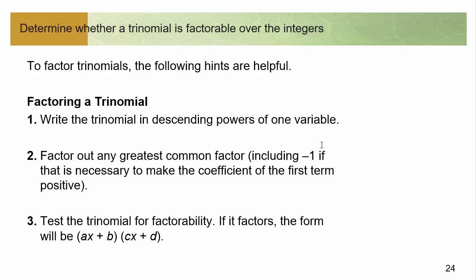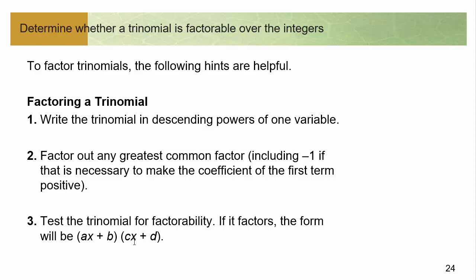Okay, so how do we factor trinomials? Well, write it in descending power order like we always do. Factor out any greatest common factor. Remember, we've talked about this in other videos that you always try and factor out a greatest common factor if possible. And then once that's done, it's just a matter of trial and error. We know it's going to be of the form ax plus b times cx plus d. Sometimes a and c are both 1.